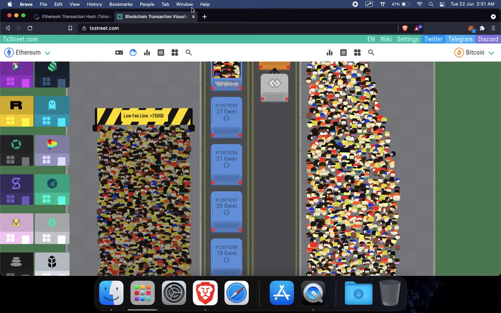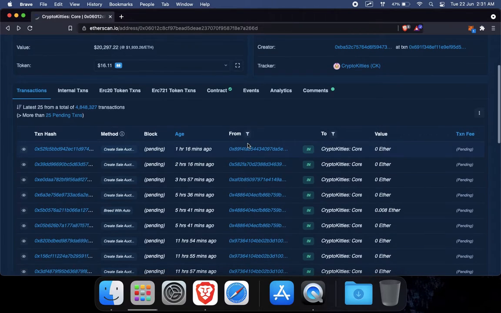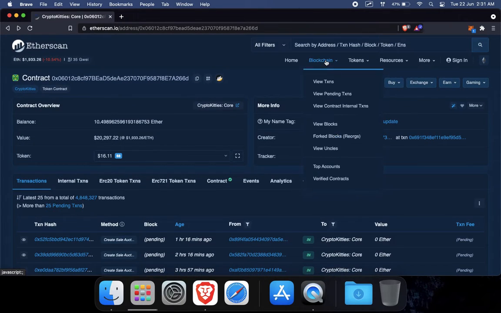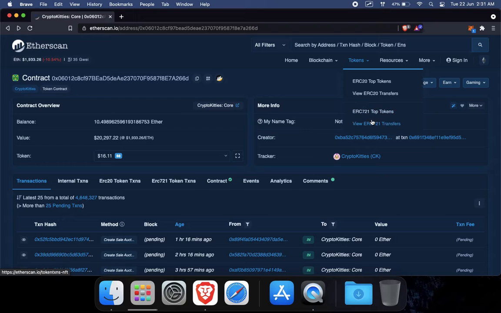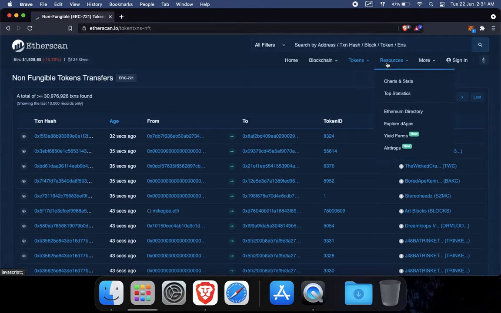Obviously, it's easier to visualize it this way, but once you get used to looking at this kind of layout, you understand what's going on, right? That's going to be pending for a while. So anyway, that's the ERC-721 top tokens and so on. So this has to do with NFTs, right? And ERC-20 tokens are to do with the standard cryptocurrency tokens that we refer to.